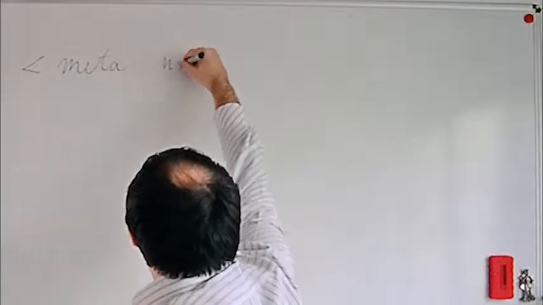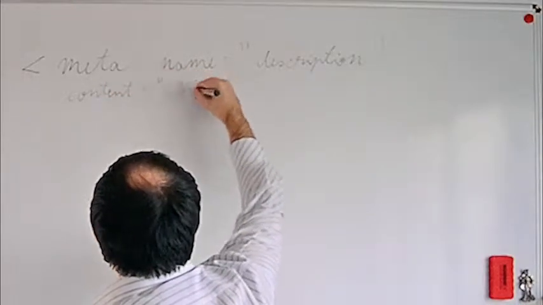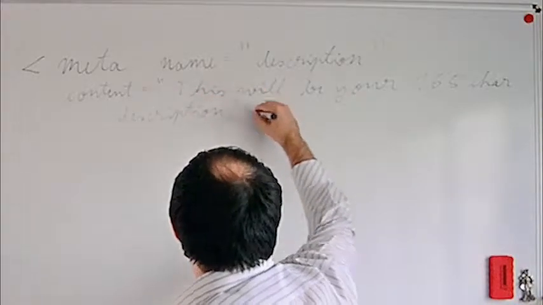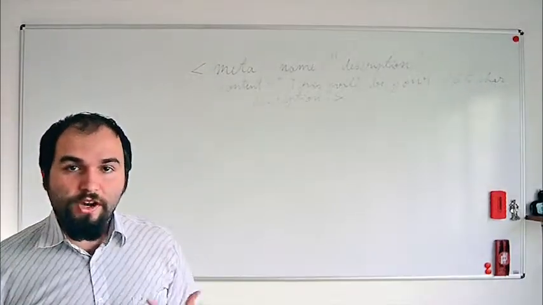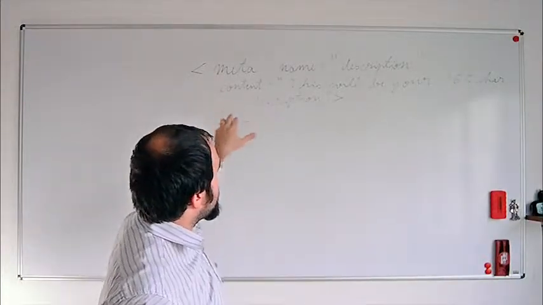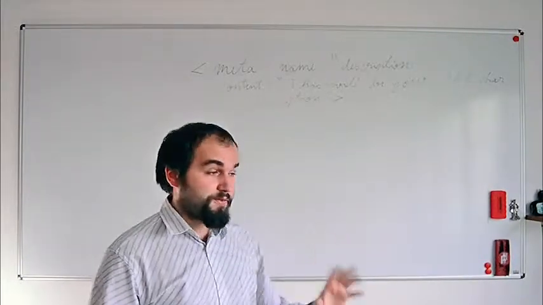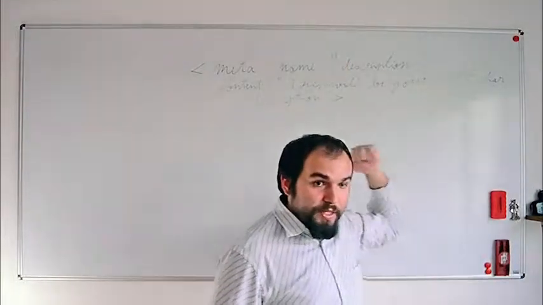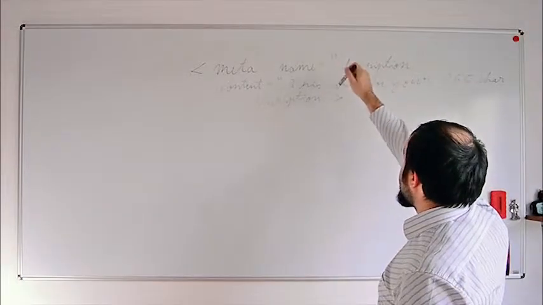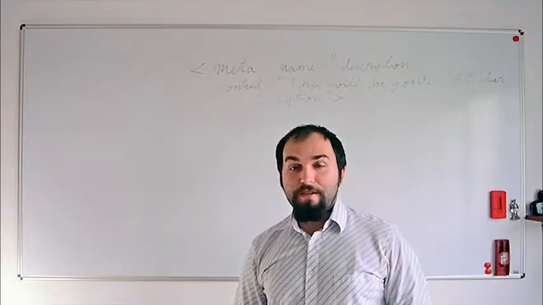This is the meta name equals description, content equals, and here is the big part: this will be your 165 characters description. This is very important, but more than that, you need to understand that you're telling search engines and your browser to interpret it as follows. The description of that page will be what you write inside here. So you can replace the text "this will be your 165 characters description" with your own.